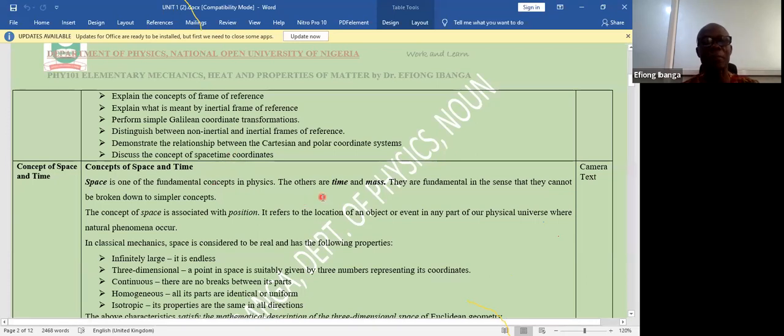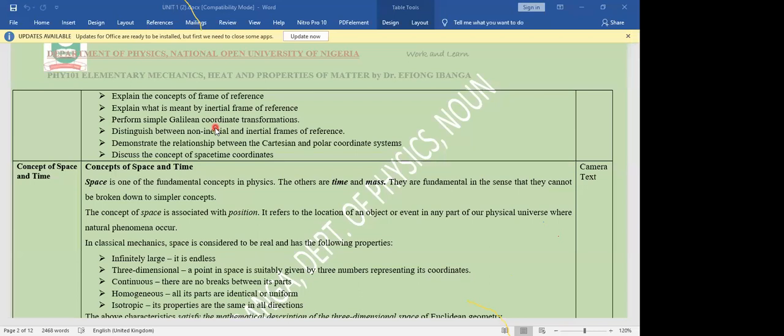Now, the other basic units are time and mass. These are the fundamental quantities in the sense that they cannot be broken down to simpler concepts. In your senior secondary school, you studied the fundamental quantities. Perhaps I should unmute you at this point and find out what you know about the fundamental quantities. Let me unmute you. How many fundamental quantities do we have? How many of them?